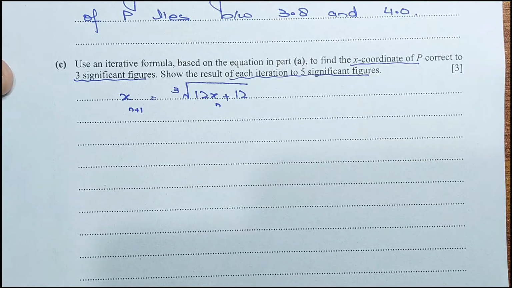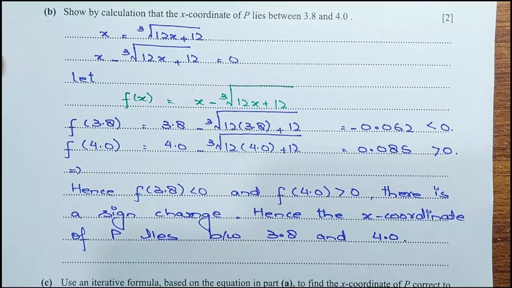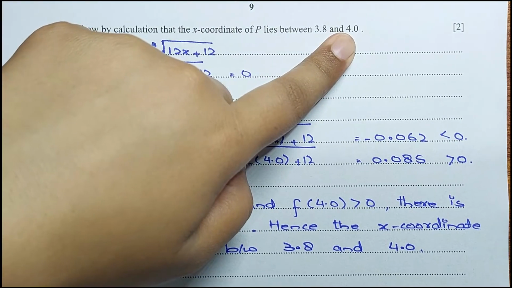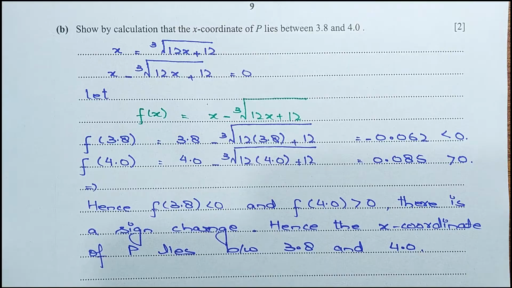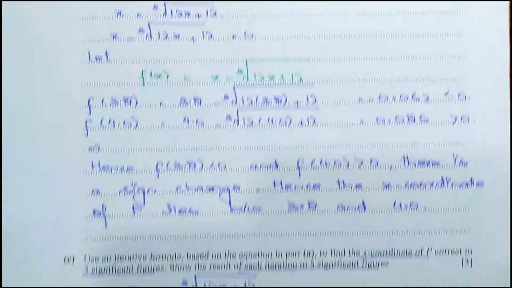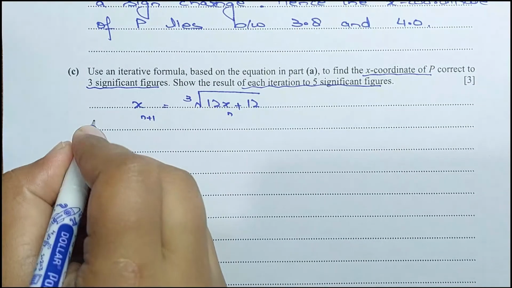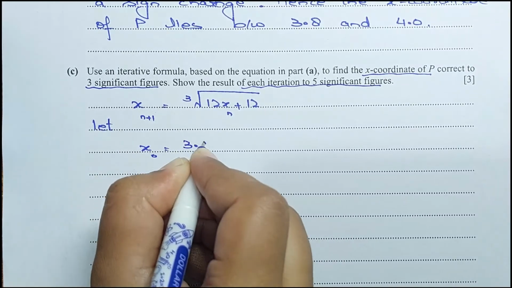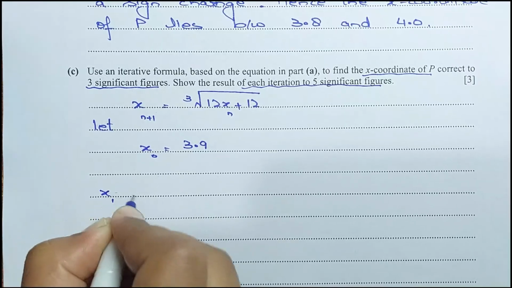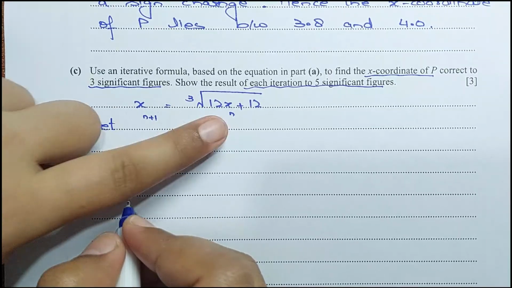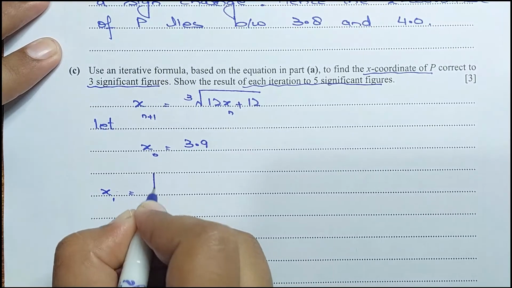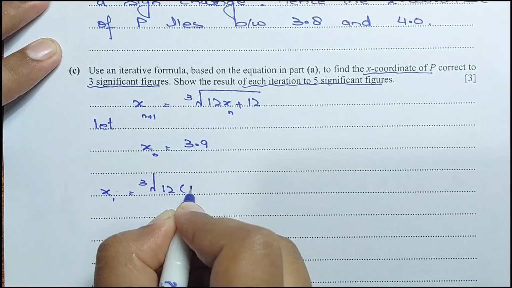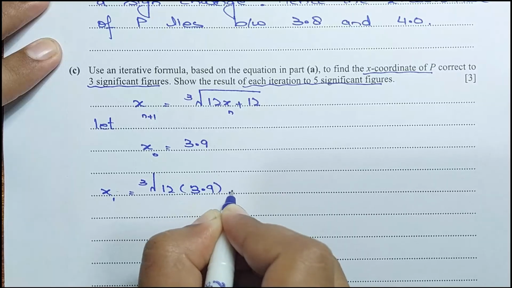As we know that the x coordinate of P lies between 3.8 and 4.0, we pick the initial guess between 3.8 and 4.0. Let me take 3.9, so x naught is 3.9. Let me solve for x1. What is x1? When n is equal to 0, this is the cube root of 12 times x naught, which is 3.9, plus 12.